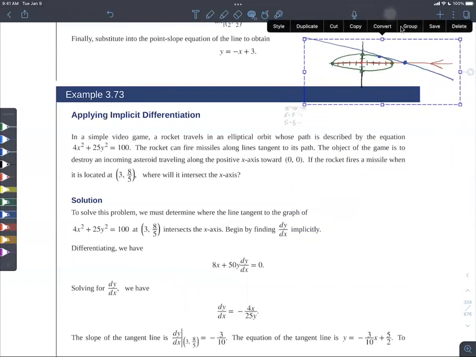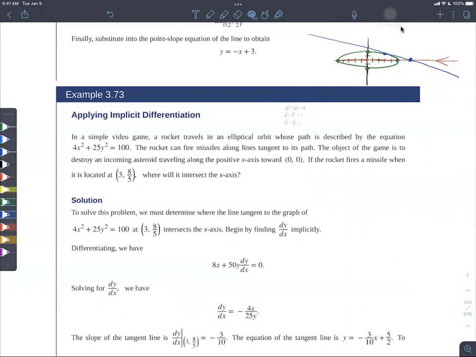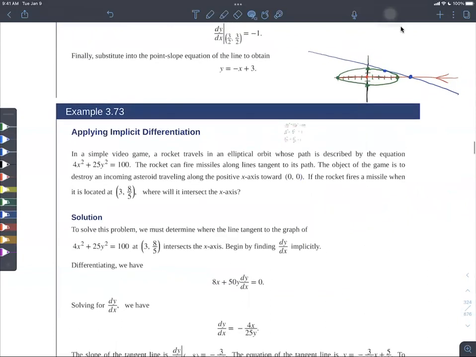So, what do we need to do? Basically, we need to find the equation of the tangent line and then find the x-intercept for that equation of the tangent line. Okay, so let's go ahead and get started. 4x squared plus 25y squared equals 100. We take the derivative of each term of both the left side of the equation and the right side of the equation.